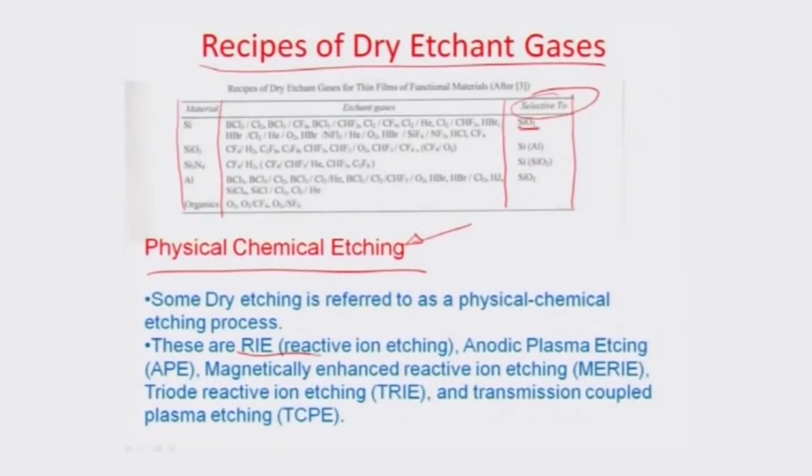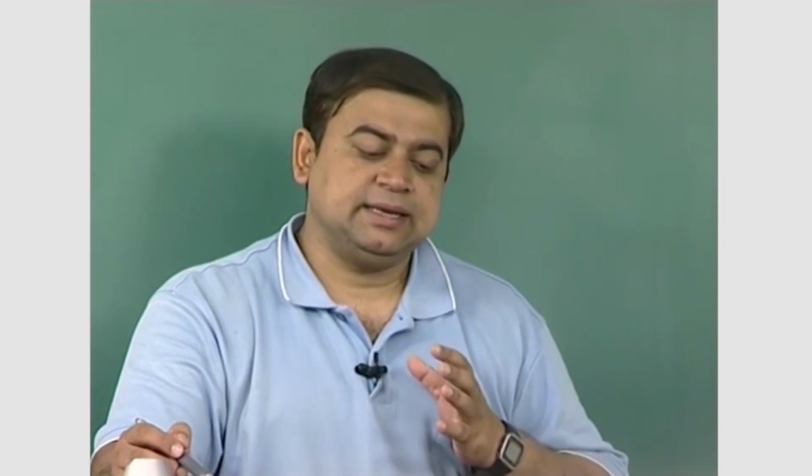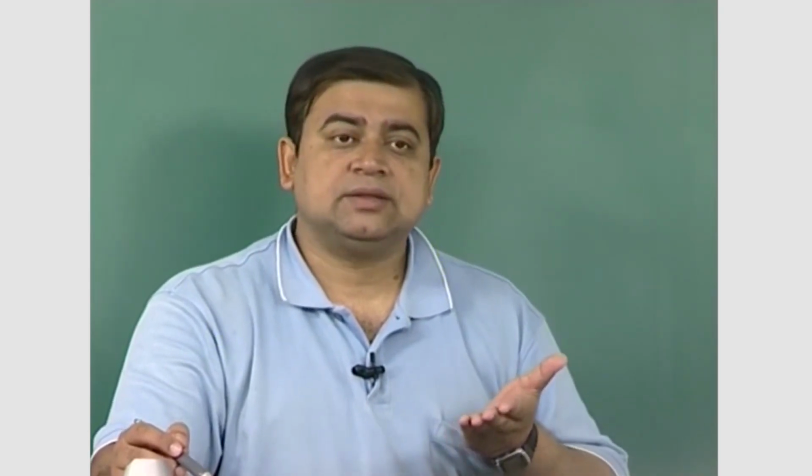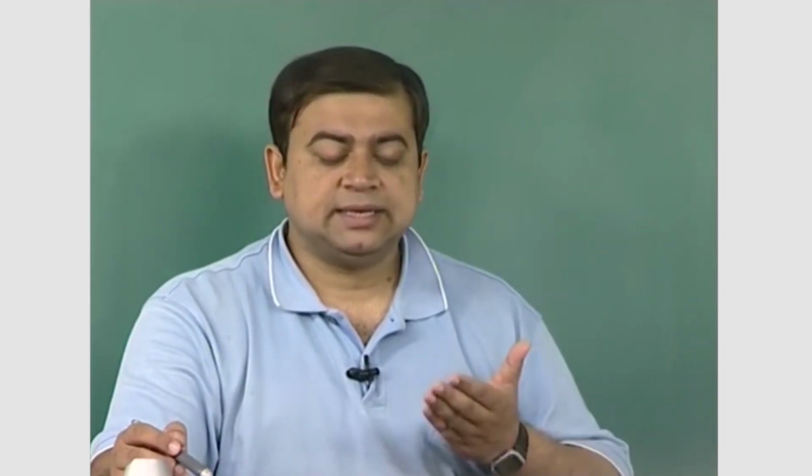For example, reactive ion etching is a process where you create a plasma and the plasma is semi chemically reactive in nature. So, one aspect of the plasma is how the plasma comes and attacks the surface, and another aspect is that there is a chemical reaction on the surface which it attacks. So, physical chemical etching refers to a plasma and a chemical reaction both taking place together.